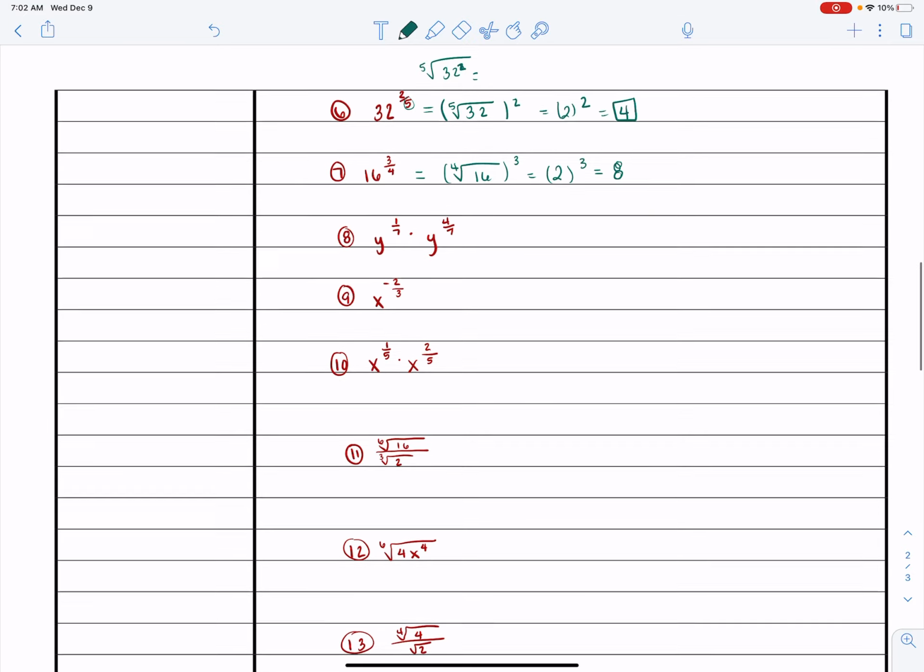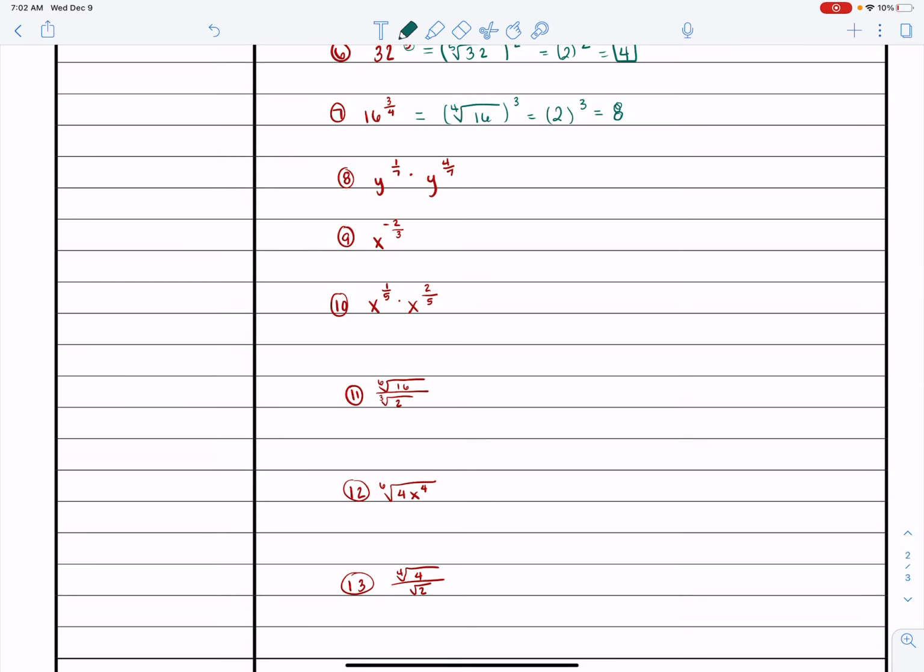All right, y to the 1/7 times y to the 4/7. If I need to simplify this, then I know that when I have the same base and they're side by side being multiplied, that really means I add the exponents. So I have y, 1/7 plus 4/7 is 5/7. Now, this is technically simplified. This is an exponential form. So if I'm asked to leave my answer in exponential form, I can leave it like that and it's fine.